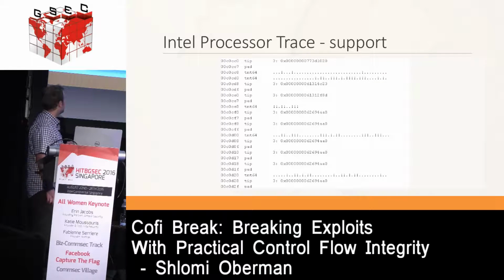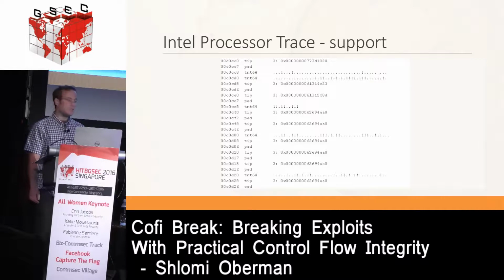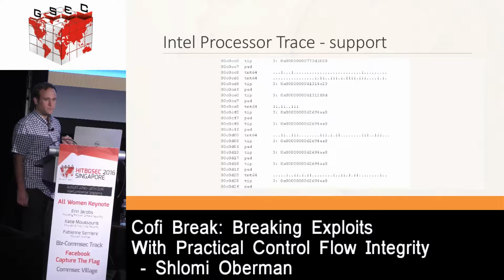This is the output of PTXED. I'm sorry, this is not the output of PTXED, actually. This is the output of PTDump. This is just a representation of the trace packets you can see. The exclamation marks and dots are the TNT packets, right? So every exclamation mark is a taken branch, and every dot is a not taken branch. And the TIP packets have an address in them.